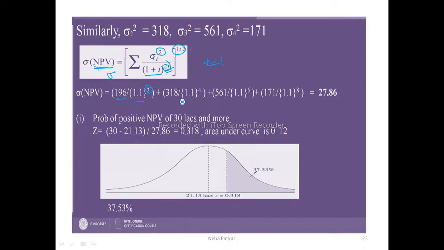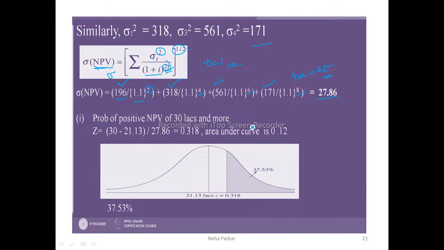Similarly, the power increases in multiples of 2, up to the power 8 for the fourth year, because 2t is there. So we divide sigma 1 square, sigma 2 square, sigma 3 square, sigma 4 square by the discounting factor to the power 2t. That is why we are getting 2, 4, 6, 8 here. Then we solve it and get 27.86.